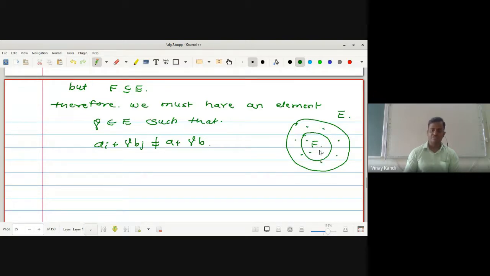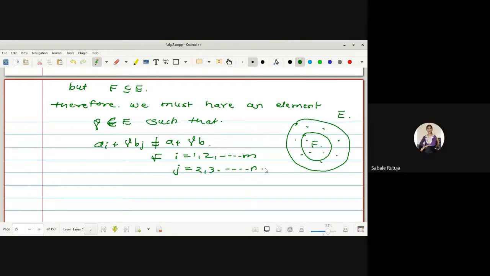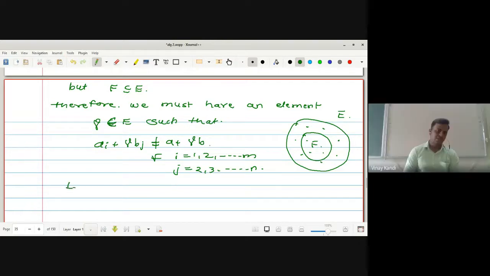But F is infinite. That means E also is infinite. So there exists an element gamma belonging to E, such an element will come from E, such that a_i plus gamma b_j is not equal to a plus gamma b for all i running from 1, 2 up to n and j running from 2, 3 up to n. Is it correct? Yes, sir.